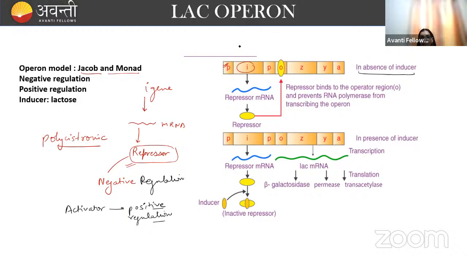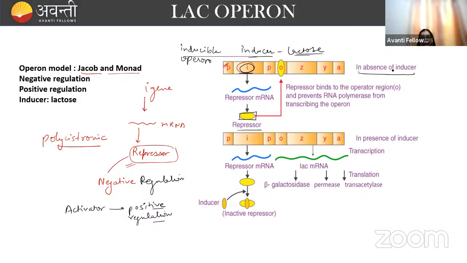So in the case of the lac operon, the inducer is lactose. Remember, the inducer is lactose, and it is an inducible operon. Why is it an inducible operon? Because this operon will work only in the presence of an inducer. This is the I gene, a regulatory gene. It produces the repressor, right?